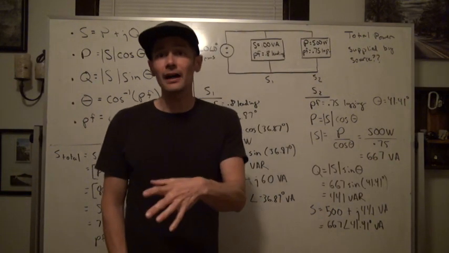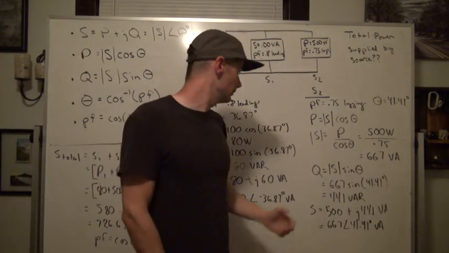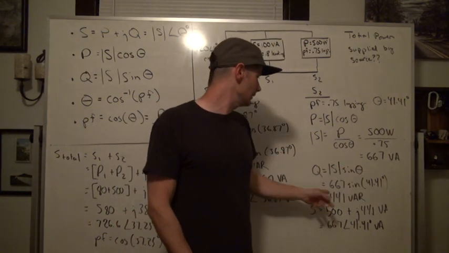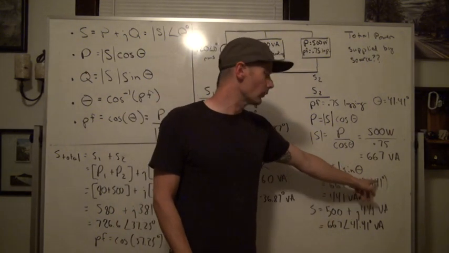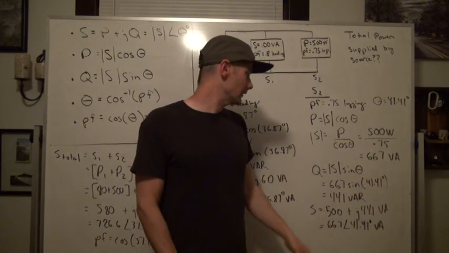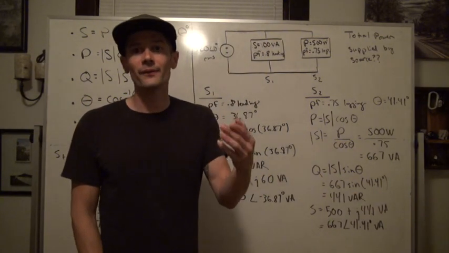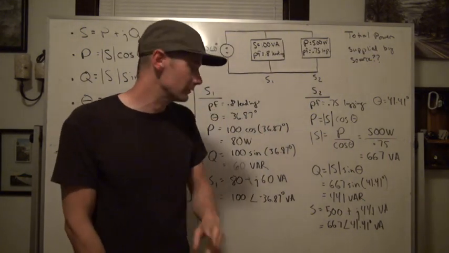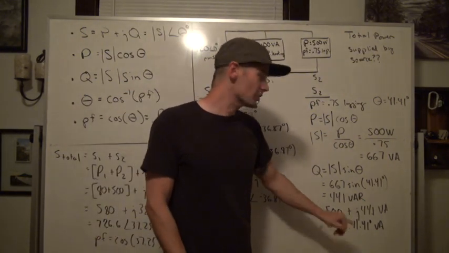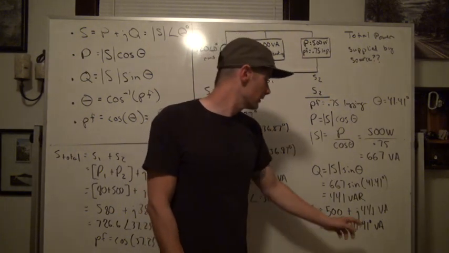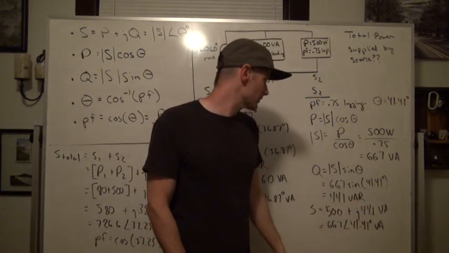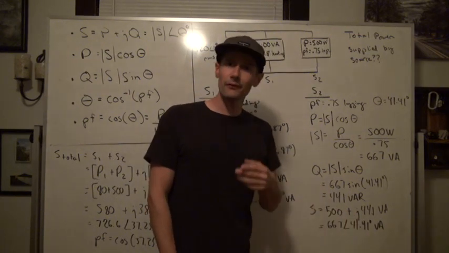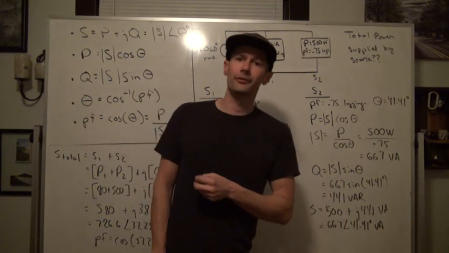Now we have our apparent power, 667 volt amperes. So in order to find the reactive power, boom, here we go. Q is equal to the apparent power times sine theta, 667 times sine of 41.41, and that gives us 441 var. So the total complex power in our second load, S2, is 500 plus j441 volt amperes, or 667 at an angle of 41.41 degrees volt amperes.